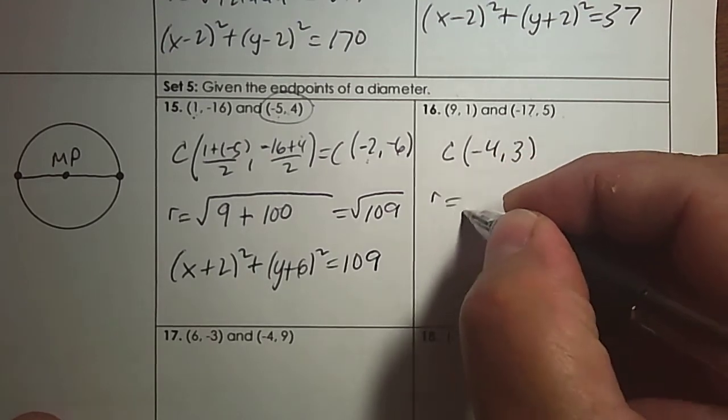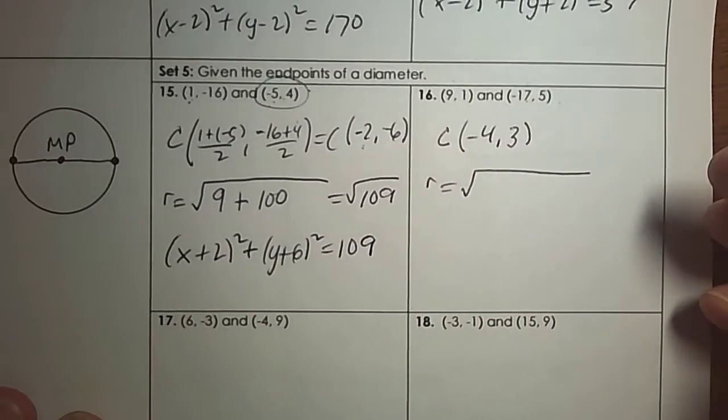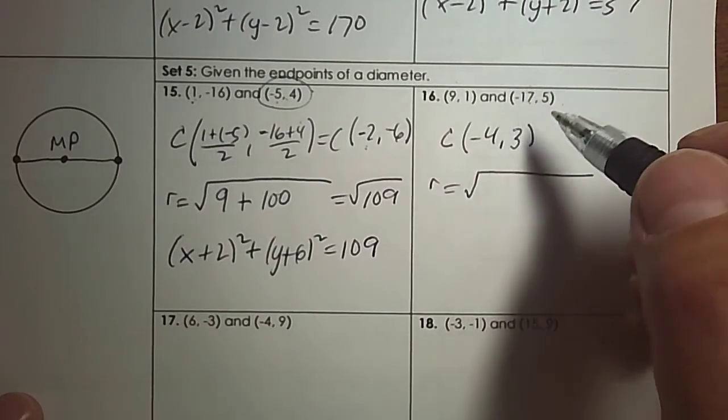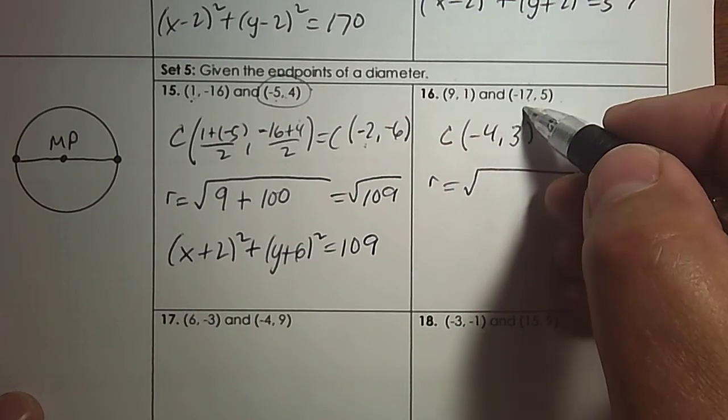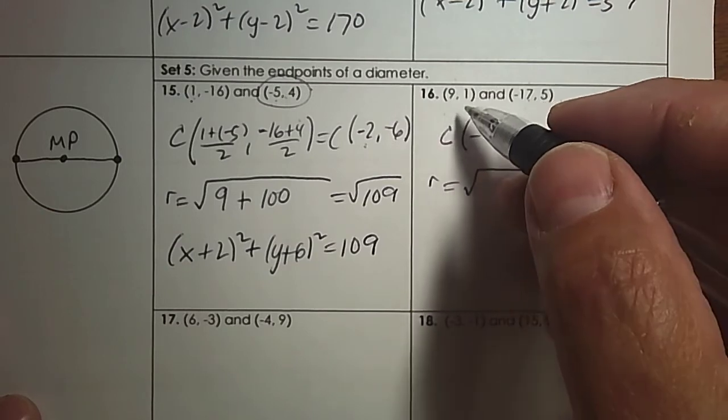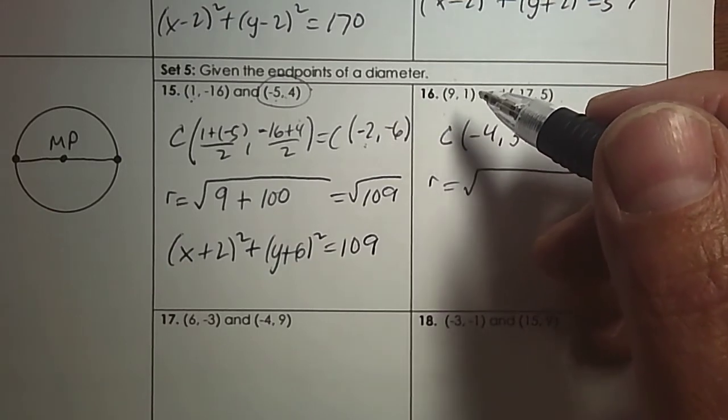To find the radius, it's using the distance formula or the Pythagorean theorem. So I need to find the difference of the x's and the y's. So negative 17 subtract 9. That's negative 20.